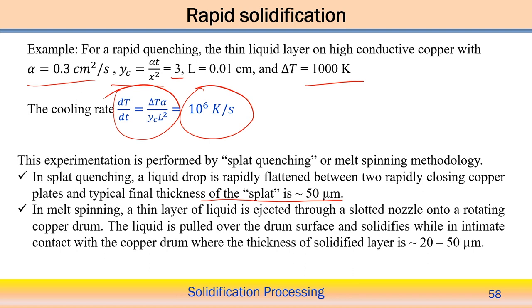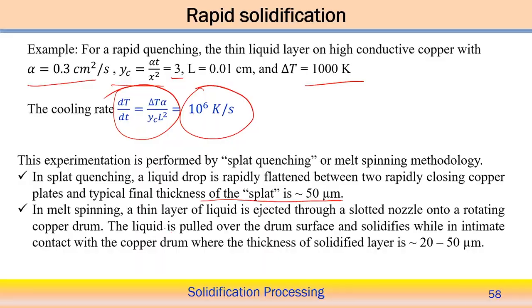Now, another technique is called the melt spinning operation. In this case also a thin layer of the liquid is ejected through a slotted nozzle onto a rotating copper drum. So, here the slotted nozzle is basically splitting the liquid metal. This liquid is pulled over the drum surface and solidifies while in intimate contact with the copper drum. In contact with the copper drum, it immediately solidifies, because the copper drum is readily available to transport the heat very quickly, as thermal diffusivity is very high in this case.